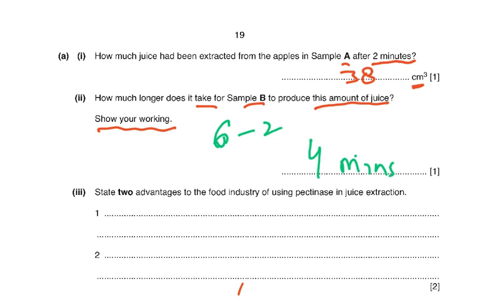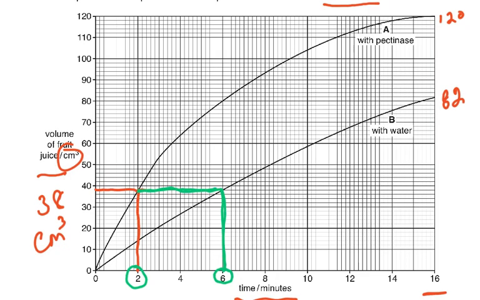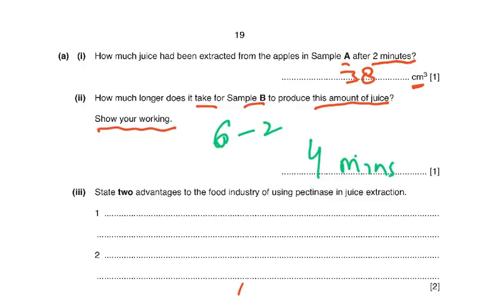So how much longer does it take for sample B to produce this amount of juice? It took an extra 4 minutes. From 2 it has gone up to 6 minutes. So how much longer did it take for sample B to produce this amount of juice? Show your working. So this would be 4 minutes.